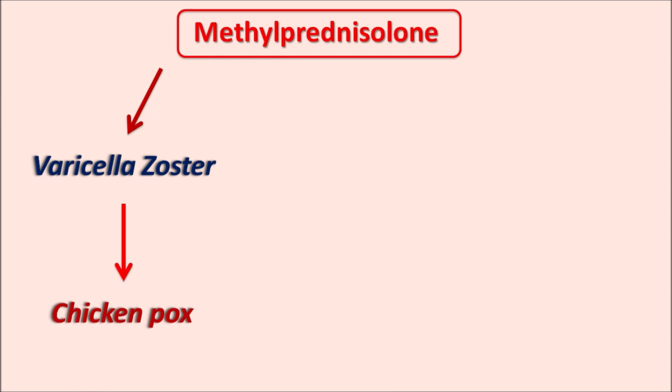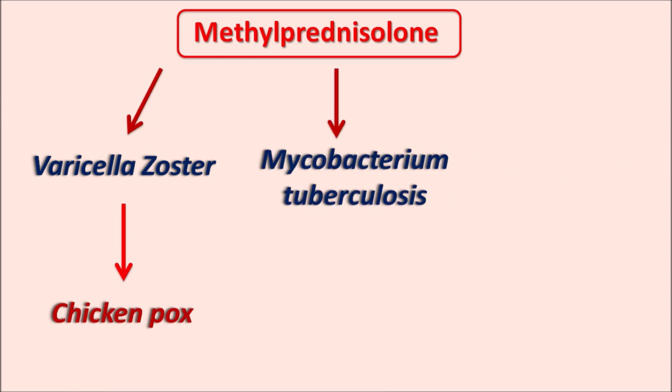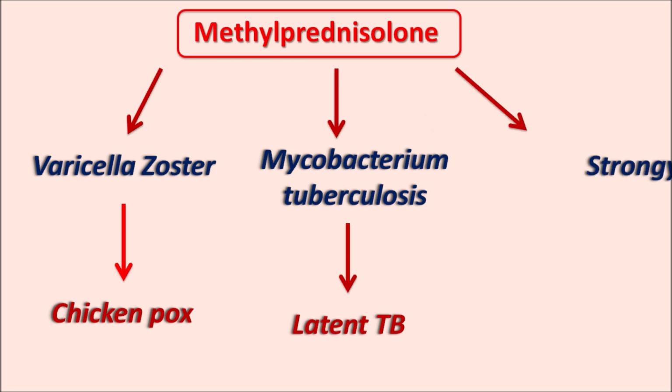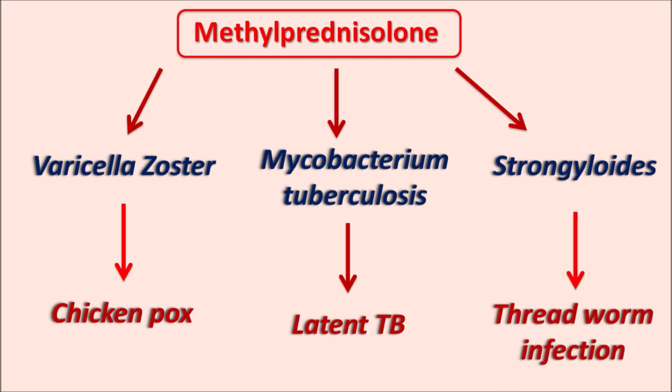Similarly, this drug can also increase the varicella zoster infections which can produce chickenpox, and it can also increase the Mycobacterium tuberculosis which may produce some latent tuberculosis. That's why whenever this drug is given in patients who have recovered from tuberculosis, it may reprecipitate the tuberculosis. Similarly, it can also increase the Strongyloides infections resulting in some threadworm infections. So all these factors should be taken into account, and whenever methylprednisolone is given, the risk of these infections may be increased.